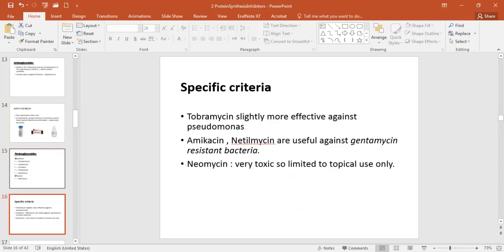هو الجنتاميسين هو كان الفيرست جنريشن، أول دراج ظهر بالنسبة للأمانوجلايكوسايدز، بعدين بدأت تظهر الدراجز الأميكاسين والنتلماسين اللي يعتبر newer agents and thus can be used for resistant bacteria to gentamicin. Neomycin is very toxic. لذلك it's only limited to topical use only.